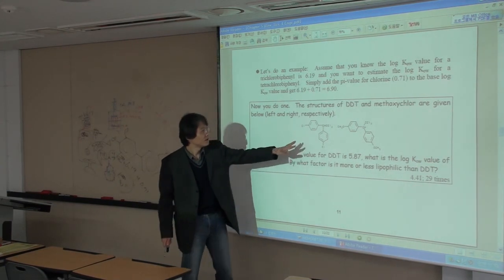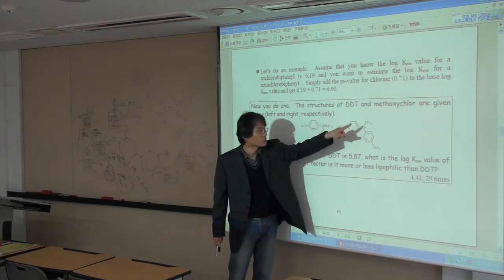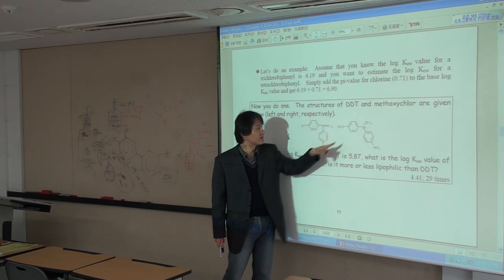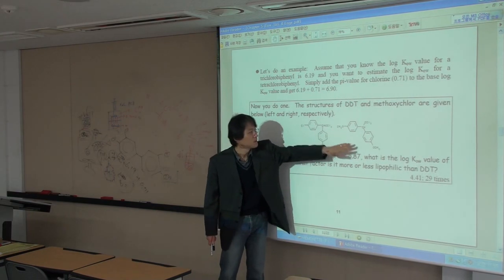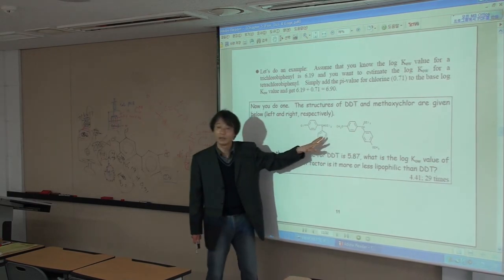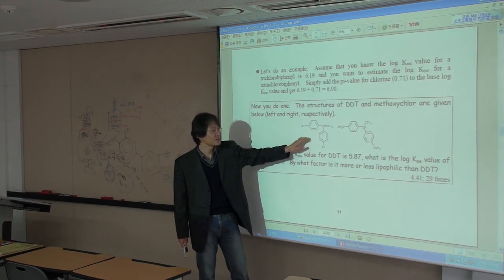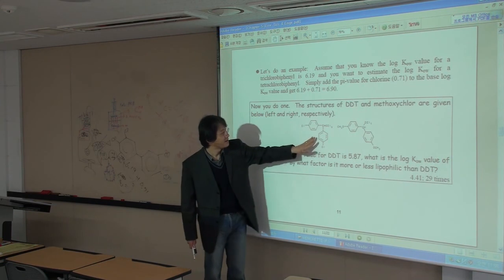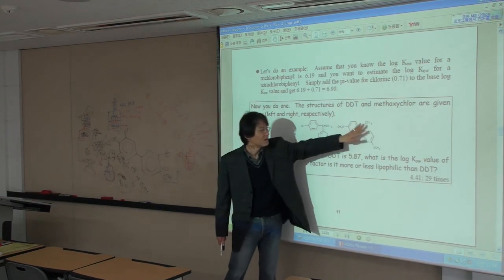There is another example. Here there are two structures: DDT, and the other one is methoxychlor. Methoxychlor is a little bit different. If you remove the two chlorines here and add CH3O, you get methoxychlor. These two are very well-known pesticides, and as I already said, our dads and grandfathers used them to kill lice on the head. Anyway, this DDT KOW value is 5.87. So how do you calculate the other one?